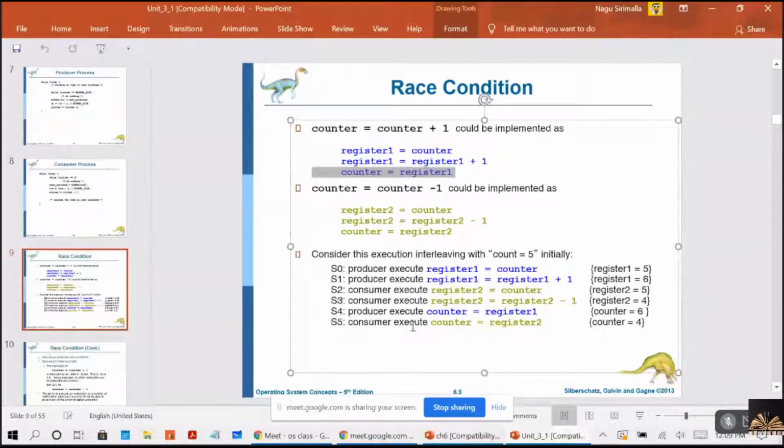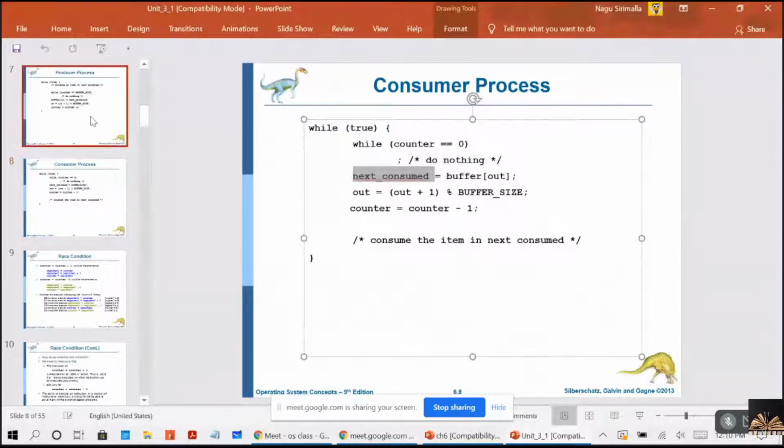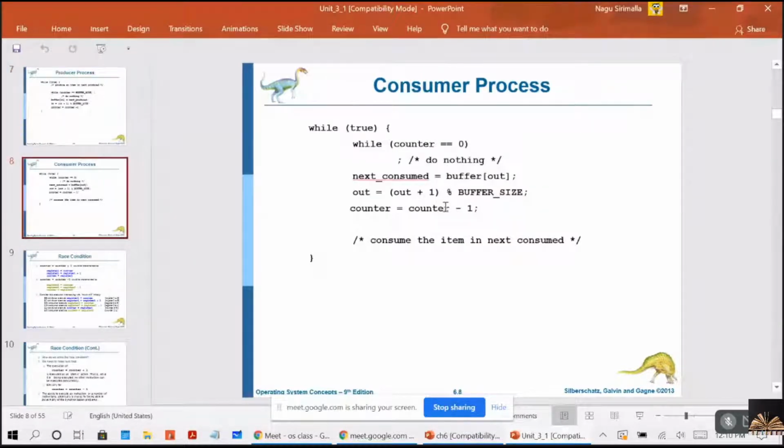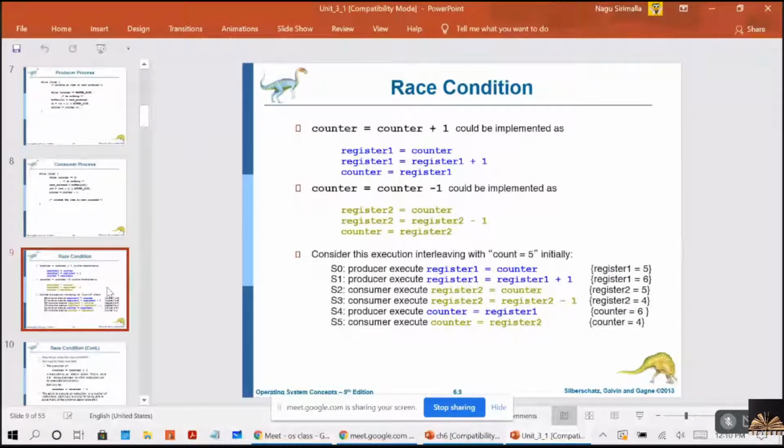The producer has a local variable in which the new item to be produced is stored. The same thing here, we use next consumed and next produced. These are local variables used by the producer and the consumer, where they store the produced items and the consumed items in their local buffers. Now, although the producer and consumer routines are correct separately, they may not function correctly when they execute concurrently. That is what I am trying to tell you here.